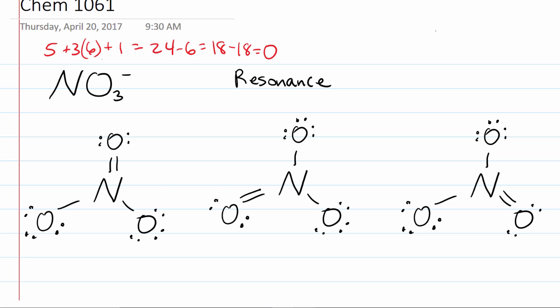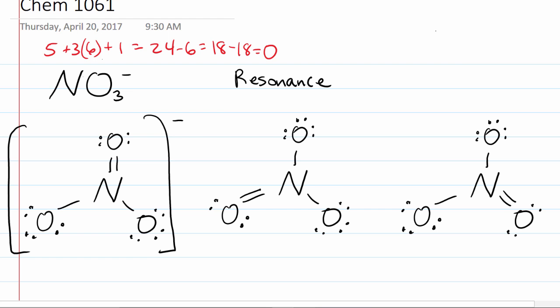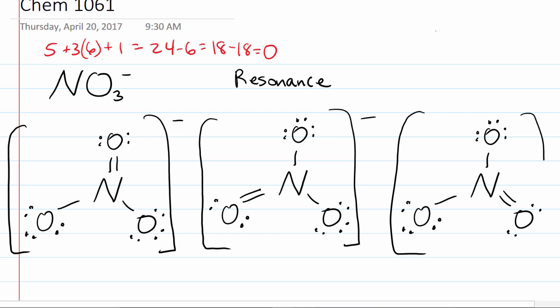We're missing the charge. What else are we missing? Brackets, exactly. So we put in the square brackets on here and the charge. Square brackets around here and the charge. And then we're going to write in these arrows here to show that these electrons now are mobile.